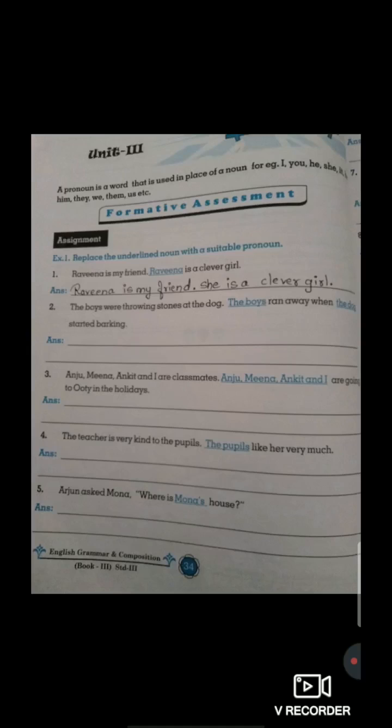The boys were throwing stones at the dog. The boys ran away when the dog started barking. So students, if you see again, the boys is mentioned 2 times in the sentence, and the dog is also mentioned 2 times in the sentence. So now where the blue words are written, those we have to change into a pronoun. So let's see the answer. The boys were throwing stones at the dog. They ran away when it started barking.